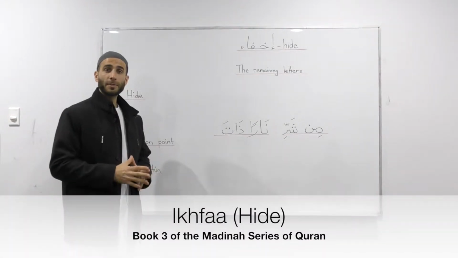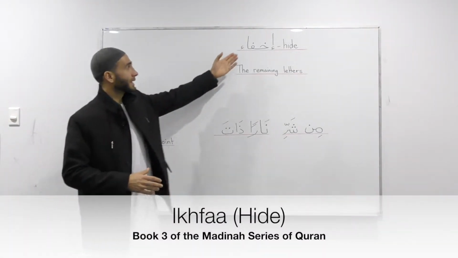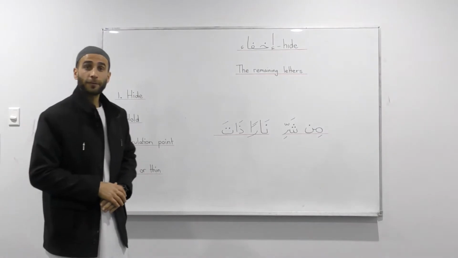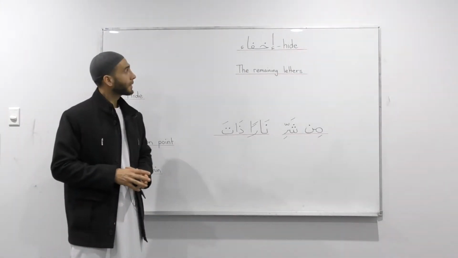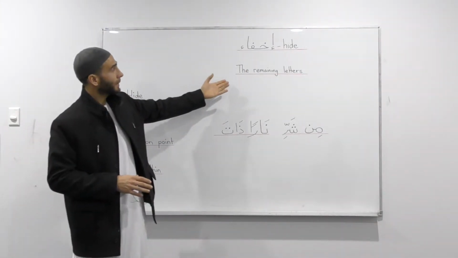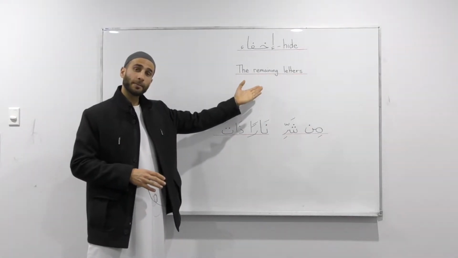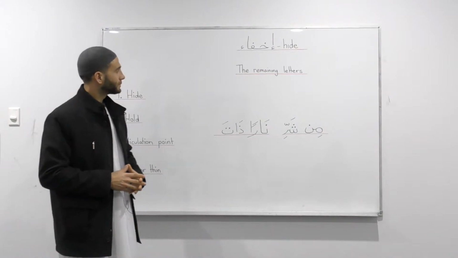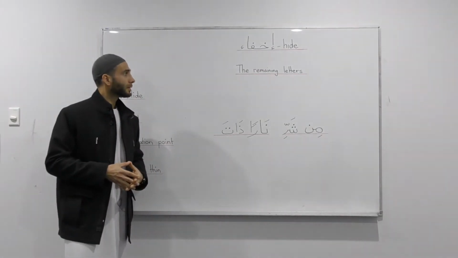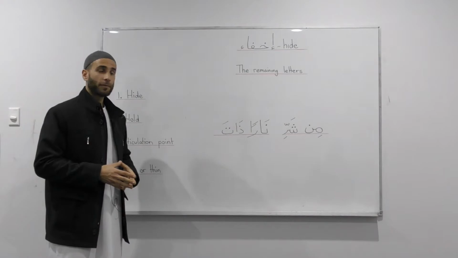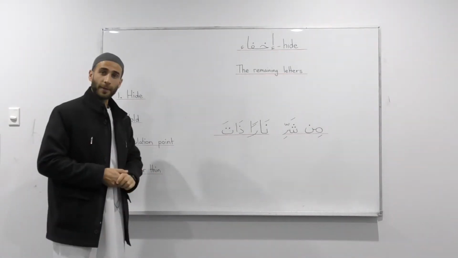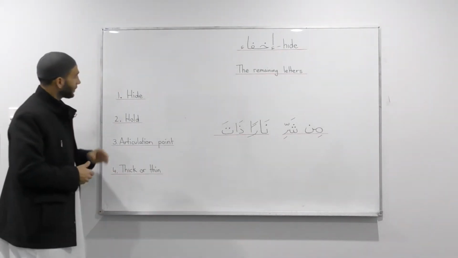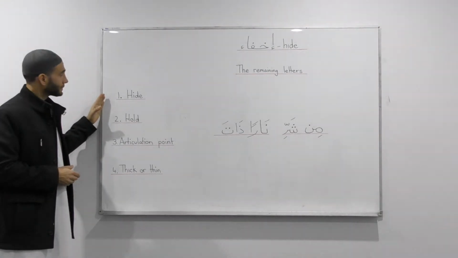The fourth rule of Noon Saakinah and Tanween is Ikhfaa. Ikhfaa means to hide. The letters of Ikhfaa are the remaining letters of the alphabet that are not used in the previous three rules. So whenever I see a Noon Saakinah or Tanween followed by the remaining letters of the alphabet, I must apply the following four steps.